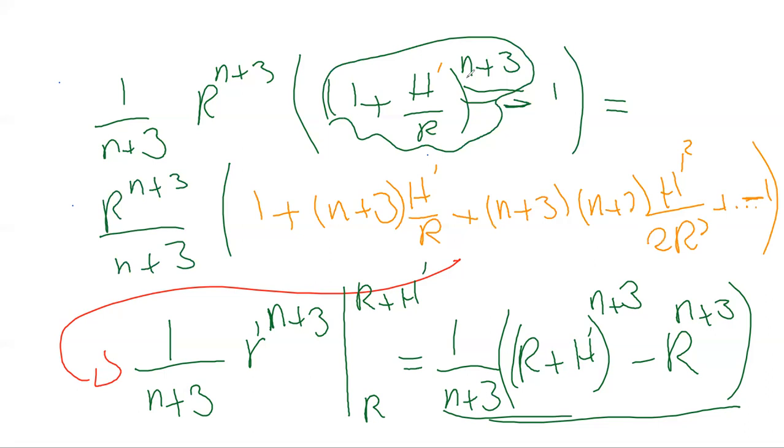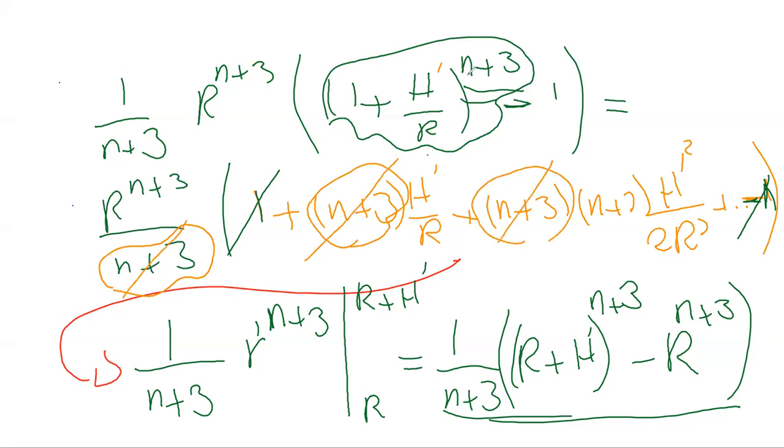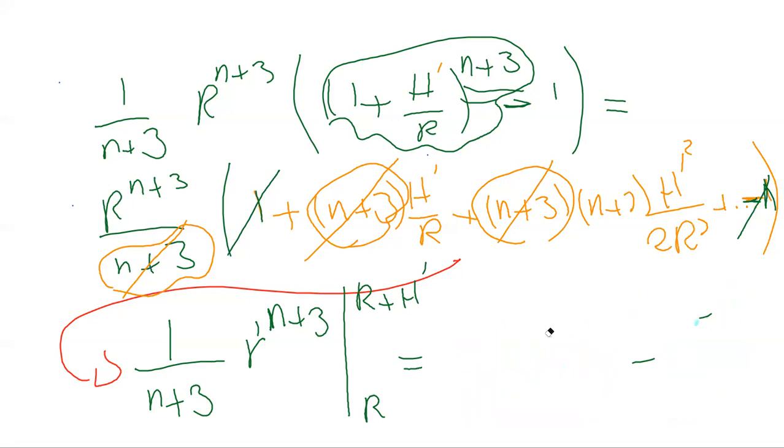So we have minus 1 here and we have 1 plus 1, then they cancel each other. We have n plus 3 here and we have n plus 3 here and here, then they will simplify. Therefore, this integral will have this solution. Of course, not the exact solution because I have used approximation. I have used the Taylor expansion up to the third term.